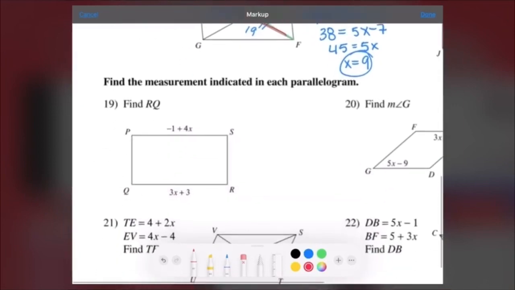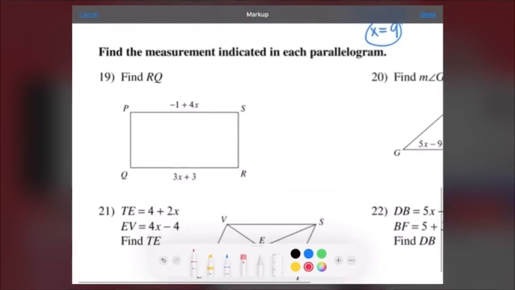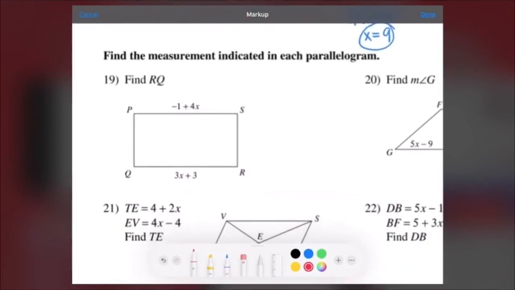So moving forward, number 19. So we have to find RQ. Okay, so we know that RQ, this is what we're looking for, RQ, is 3x plus 3. We know that opposite sides of parallelograms are congruent. So all we have to do is set one side equal to the opposite. So 3x plus 3 is equal to -1 plus 4x.